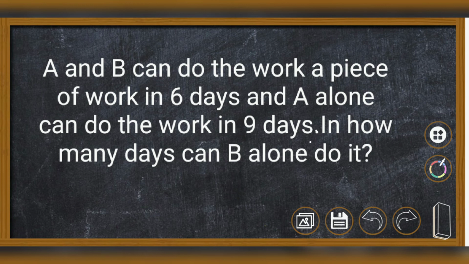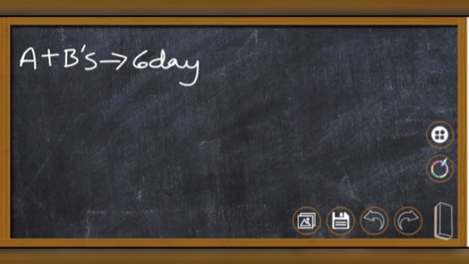Now the question: A and B can do the work in 6 days, and A alone can do the work in 9 days. Then in how many days can B alone do it? These are some of the basic questions which are asked, and some of the questions are very difficult, but you should know these basics to do those questions. Now it is said that A and B can do the work in 6 days, so they can do 1 by 6th of the work in 1 day.